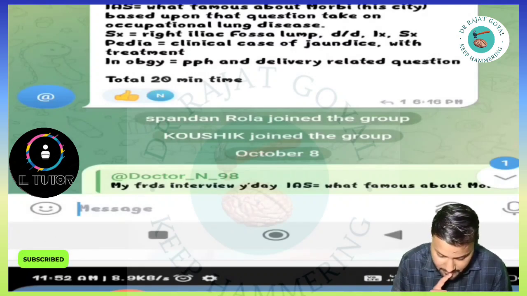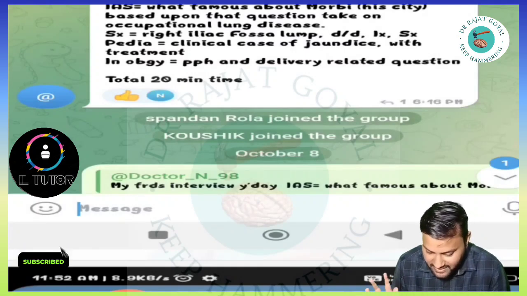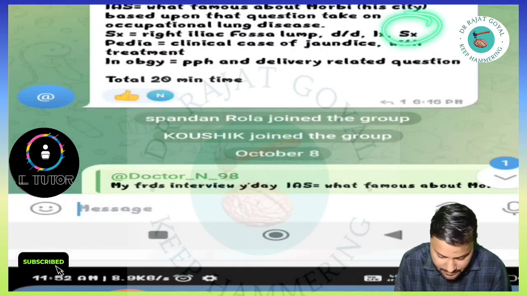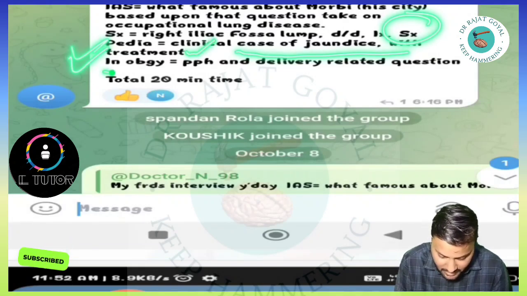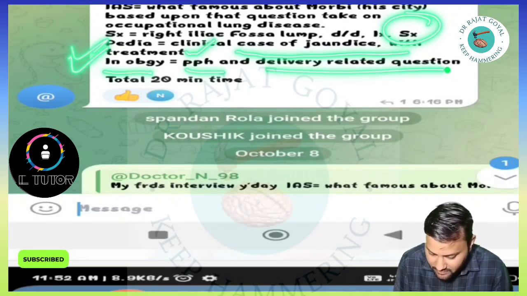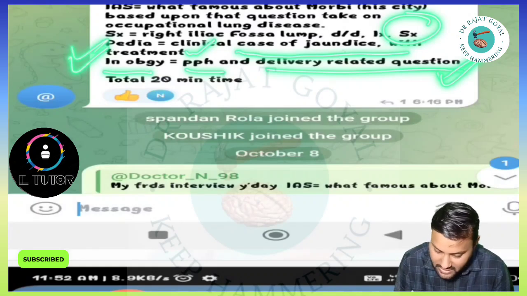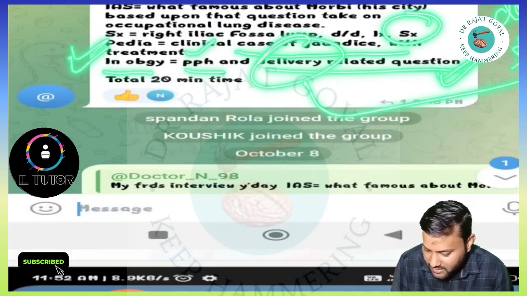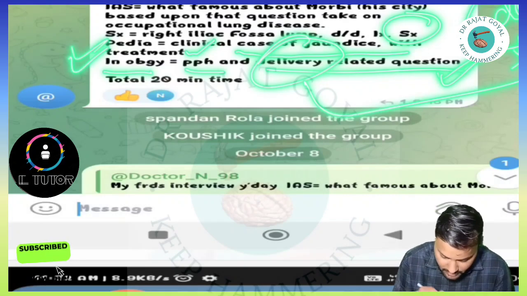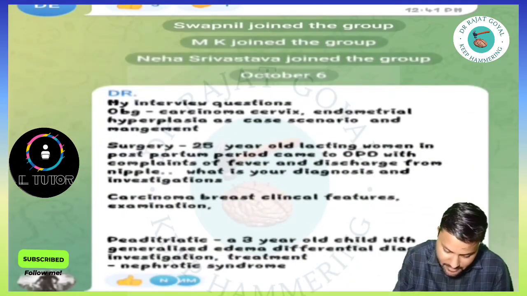Okay, surgery: right iliac fossa lump, differential diagnosis, investigation and surgery. In pediatrics, clinical case of jaundice with treatment. In obsgyne, PPH and delivery related question. So delivery related questions will be there. So another important topic is delivery. Total 20-minute time.